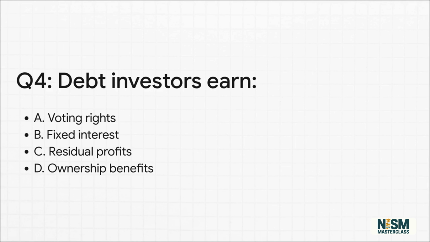Okay, the correct answer is option B, fixed interest. Let's remember the core difference between our asset classes here. Debt investors are lenders to the business, right? They aren't owners, so they don't get voting rights or a slice of the residual profits. Instead, they get a fixed coupon, or interest, along with the repayment of their principal at maturity.